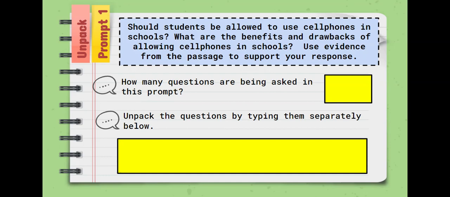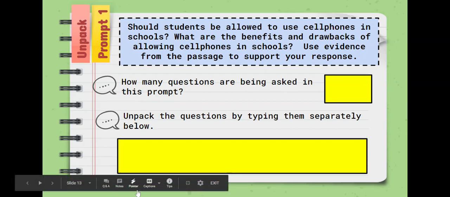Should students be allowed to use cell phones in schools? What are the benefits and drawbacks, that means bad things, of allowing cell phones in schools? Use evidence from the passage to support your response. So how many questions are being asked in this prompt?